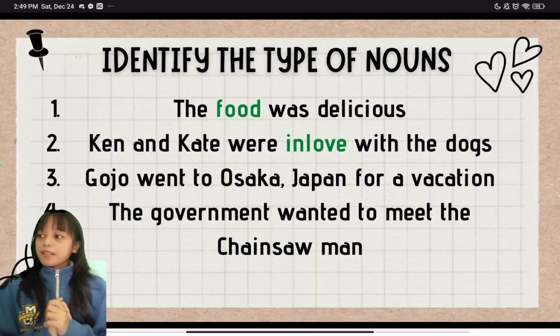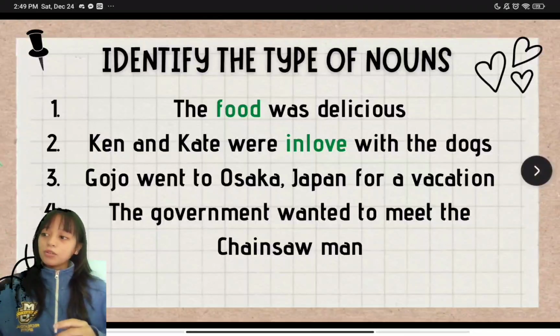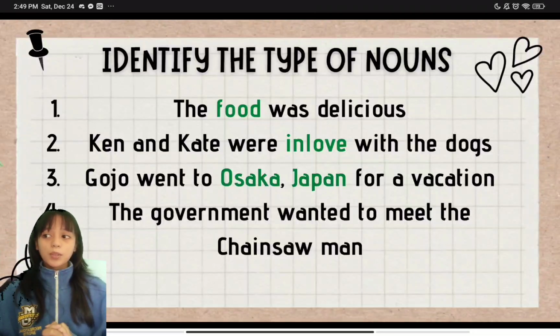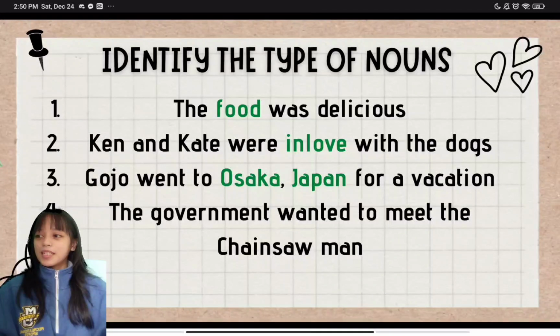The third number is: Gojo went to Osaka, Japan for a vacation. Anyone wants to answer? Yes, correct. Osaka, Japan is the noun. But what type of noun is Osaka, Japan? Correct. It's a proper noun because it specifies a place. What place is it? It's Osaka, Japan. And it starts with a capital letter. Very good. And the last number is, anyone?